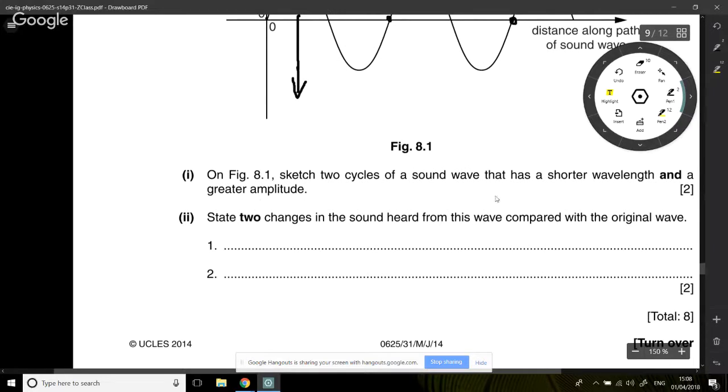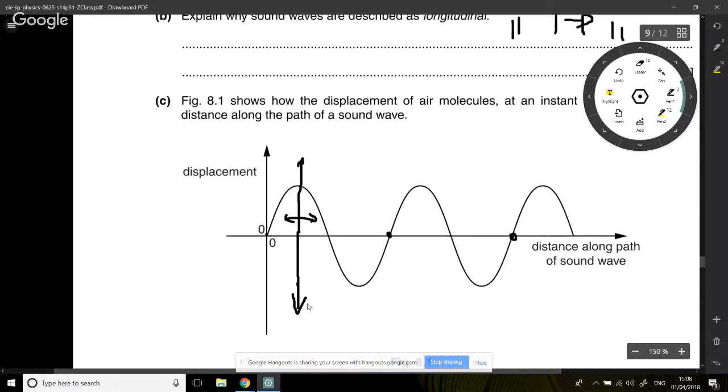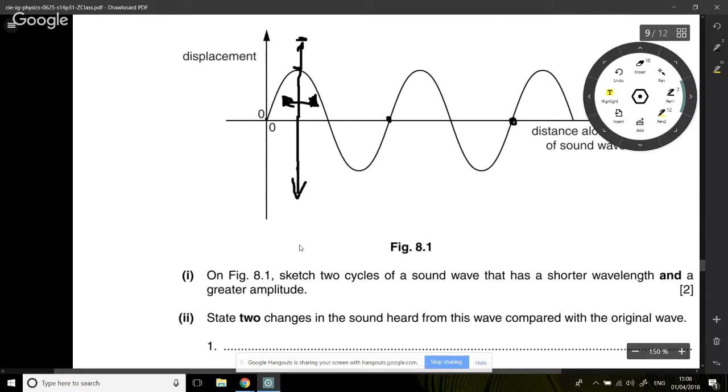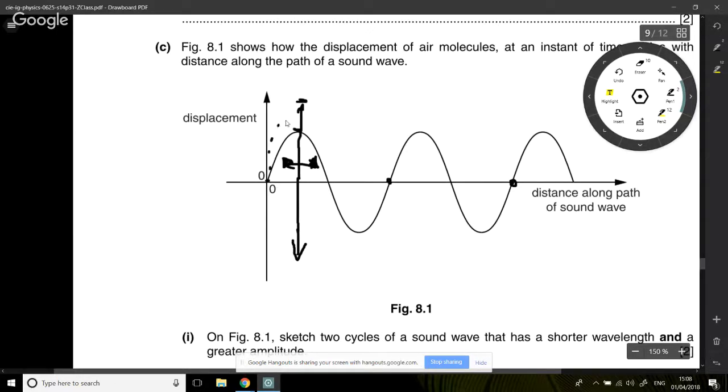So you just need to draw a wave that has a shorter wavelength and a greater amplitude. If it's got a greater amplitude, then this up and down motion, from the magnitude up here, should increase to, let's say, here. They don't give any specifics. If it's got a shorter wavelength, this needs to get squeezed up. Actually, I put the arrows the wrong way, so let's change that quickly. So you want to squeeze it up, and then you should get something a little bit like that.